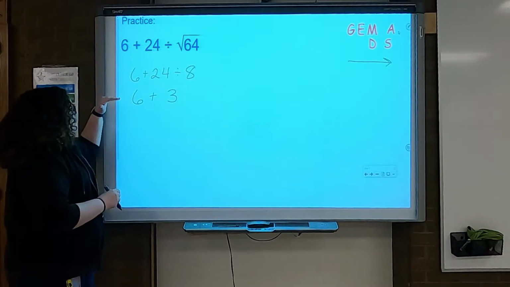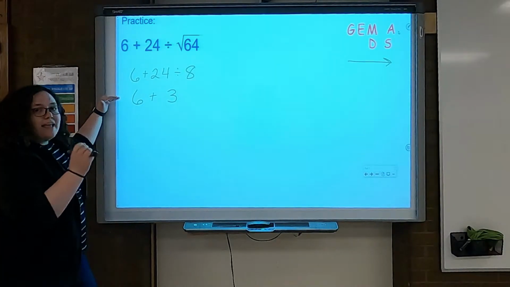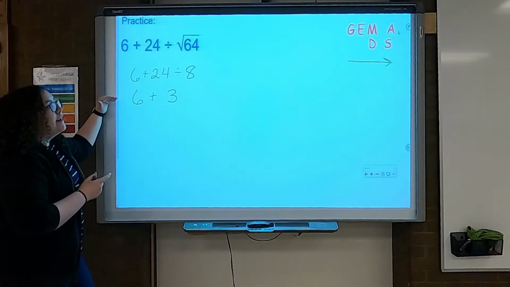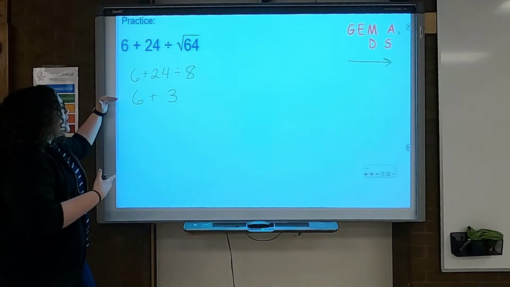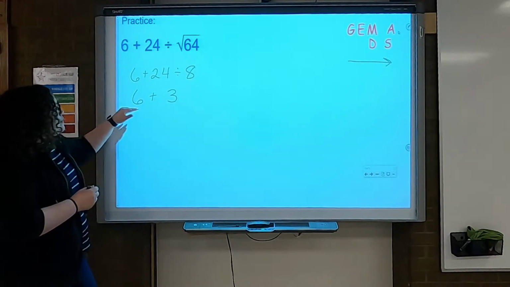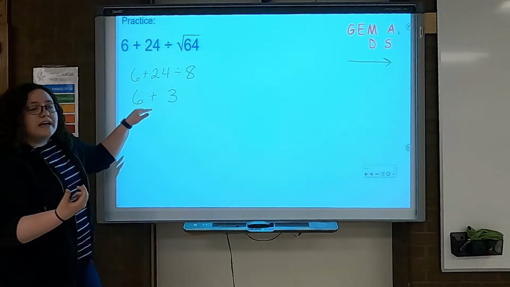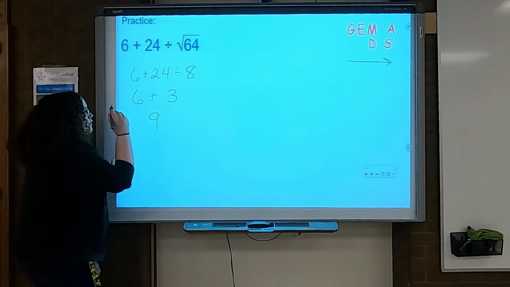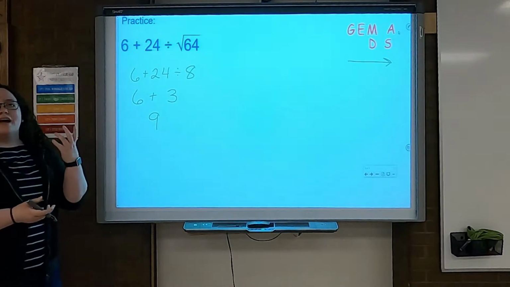G, grouping symbols. We have no more grouping symbols. Check. E, exponents. We have no exponents to deal with. Don't even worry about it. Multiplication and division. We already did our division. We don't have any multiplication or division left. So all that's left is addition and subtraction. We have addition. 3 plus 6 is 9.